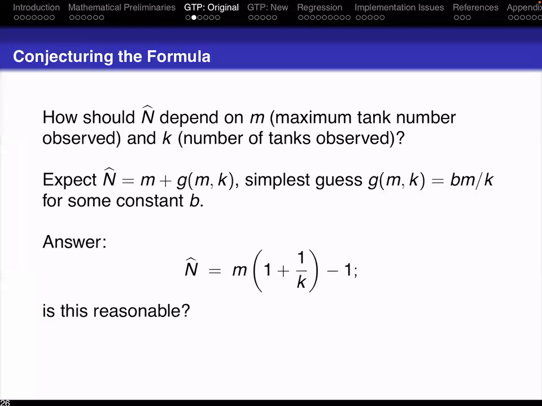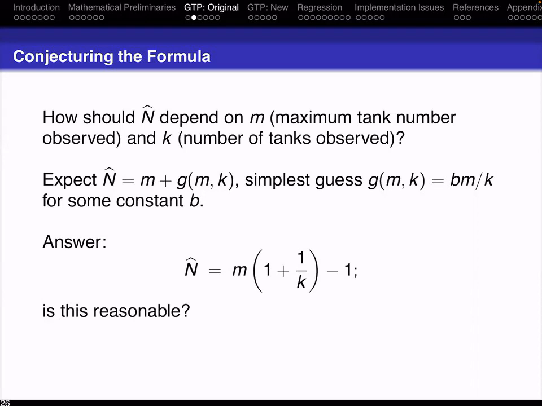K equals N. When K equals N, then what will M be? K, which is also N. So if K equals N, then you've observed every tank, and your best guess for N damn well better be N. Well, if you look at what happens if K equals N, M equals N, and you get N times 1 plus 1 over N, so you get N plus 1 minus 1, you get N. Good. It gives the right answer in the extreme case when you observe every tank.